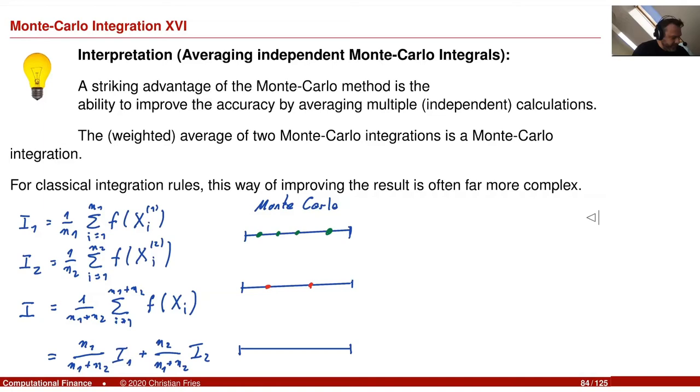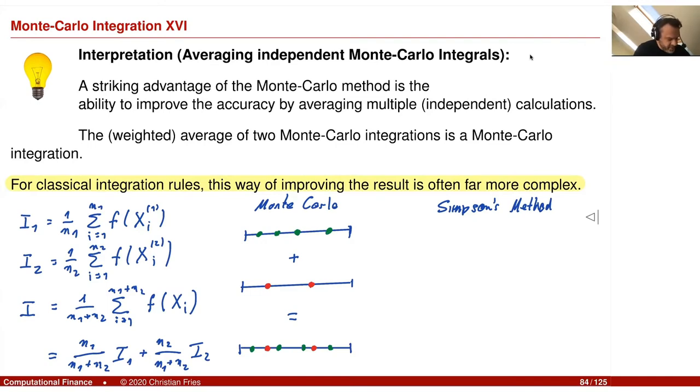With the union of these sample points. And this combination can be done very easily. So this is a nice property of the Monte Carlo method. If you now look at, say, a classical integration method like Simpson's rule, okay, for classical integration rules, this way of improving the result is far more complex.